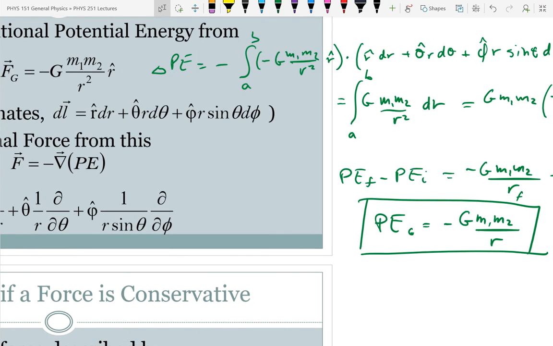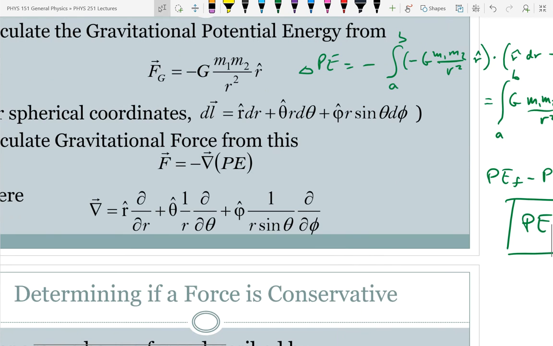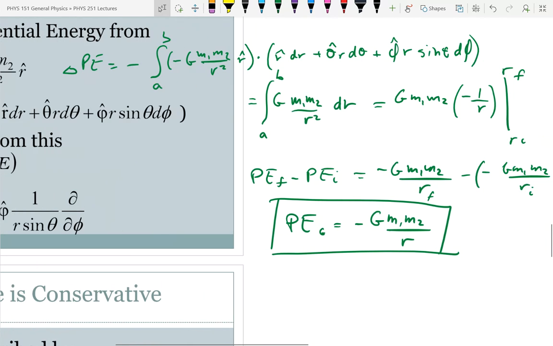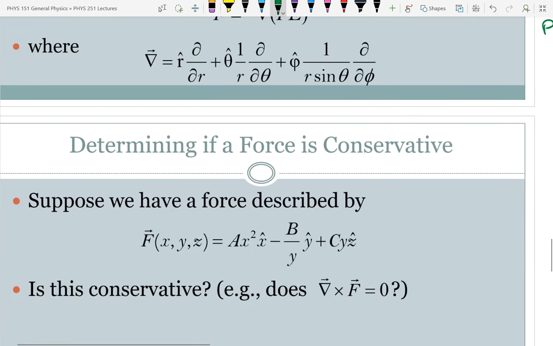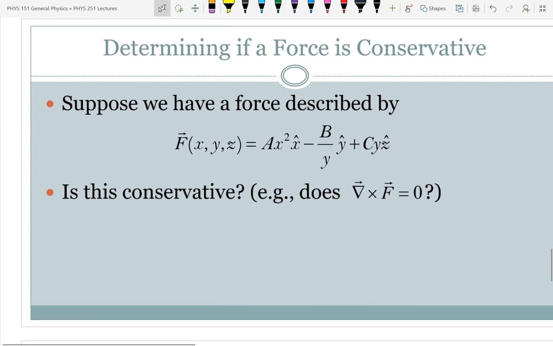If I want to find the force from this, I can reverse it. Because I only have 7 minutes, I'm actually not going to reverse it. I can reverse it by just doing the gradient of the potential energy. I just have r hat times the derivative of this. The derivative of 1 over r is minus 1 over r squared. Get back to it. Instead, let's go to an unknown force.